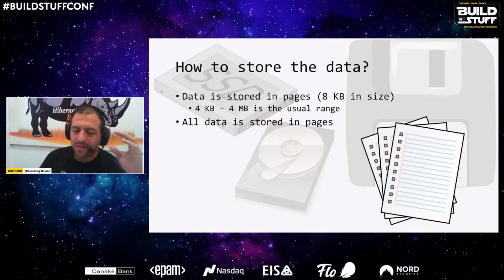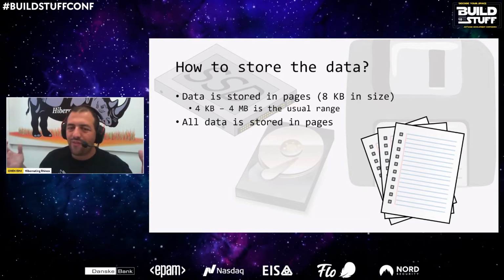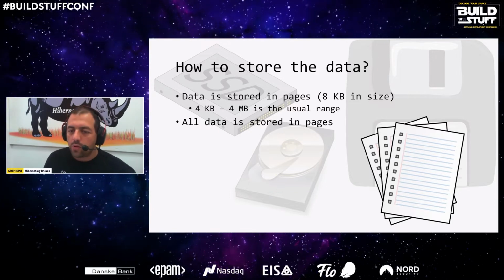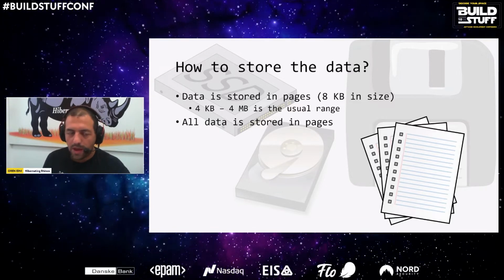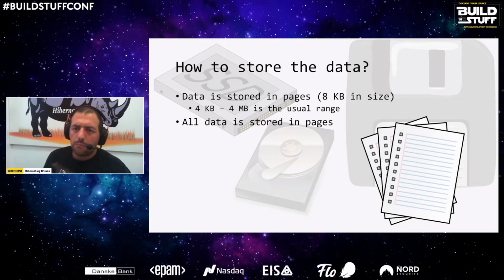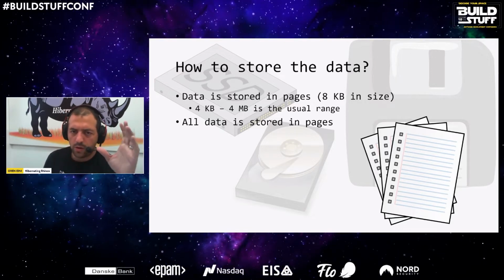It also means that now all of my data is scoped to a page. If I have a piece of data that is larger than a page, I need to allocate multiple continuous pages in order to store that. Most databases have pages from 4 kilobytes to 4 megabytes. The 8 kilobyte, 16 kilobyte range seems to be the most popular one that we are talking about.